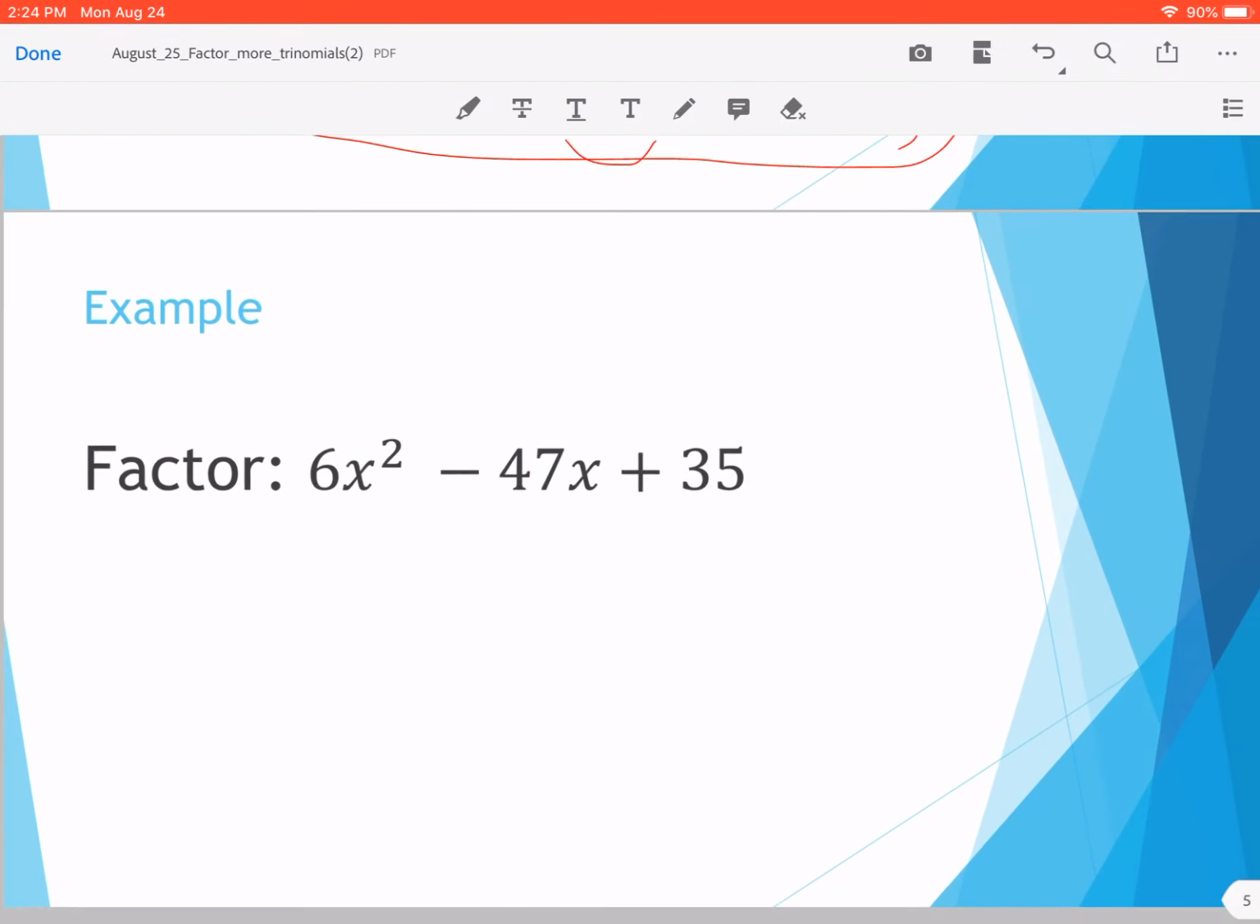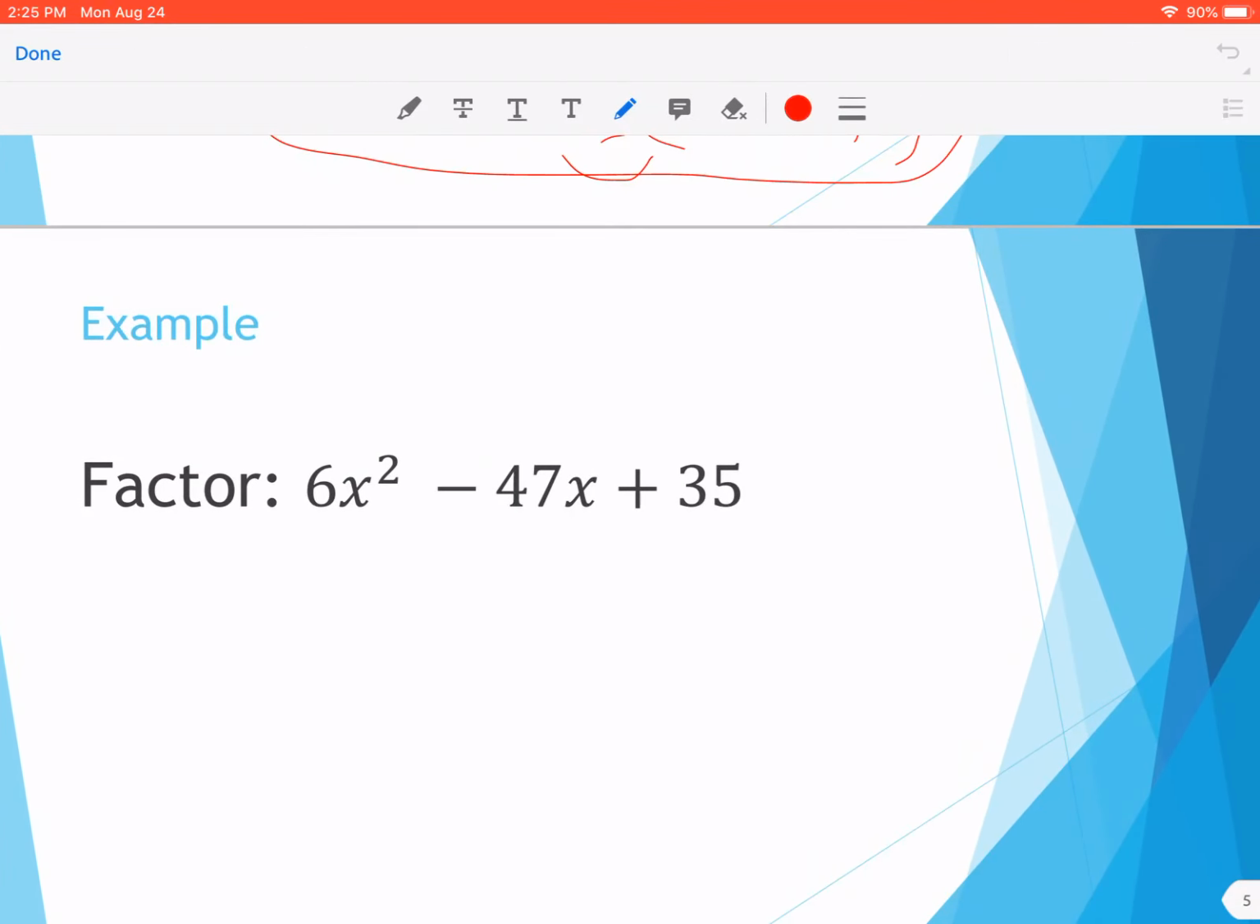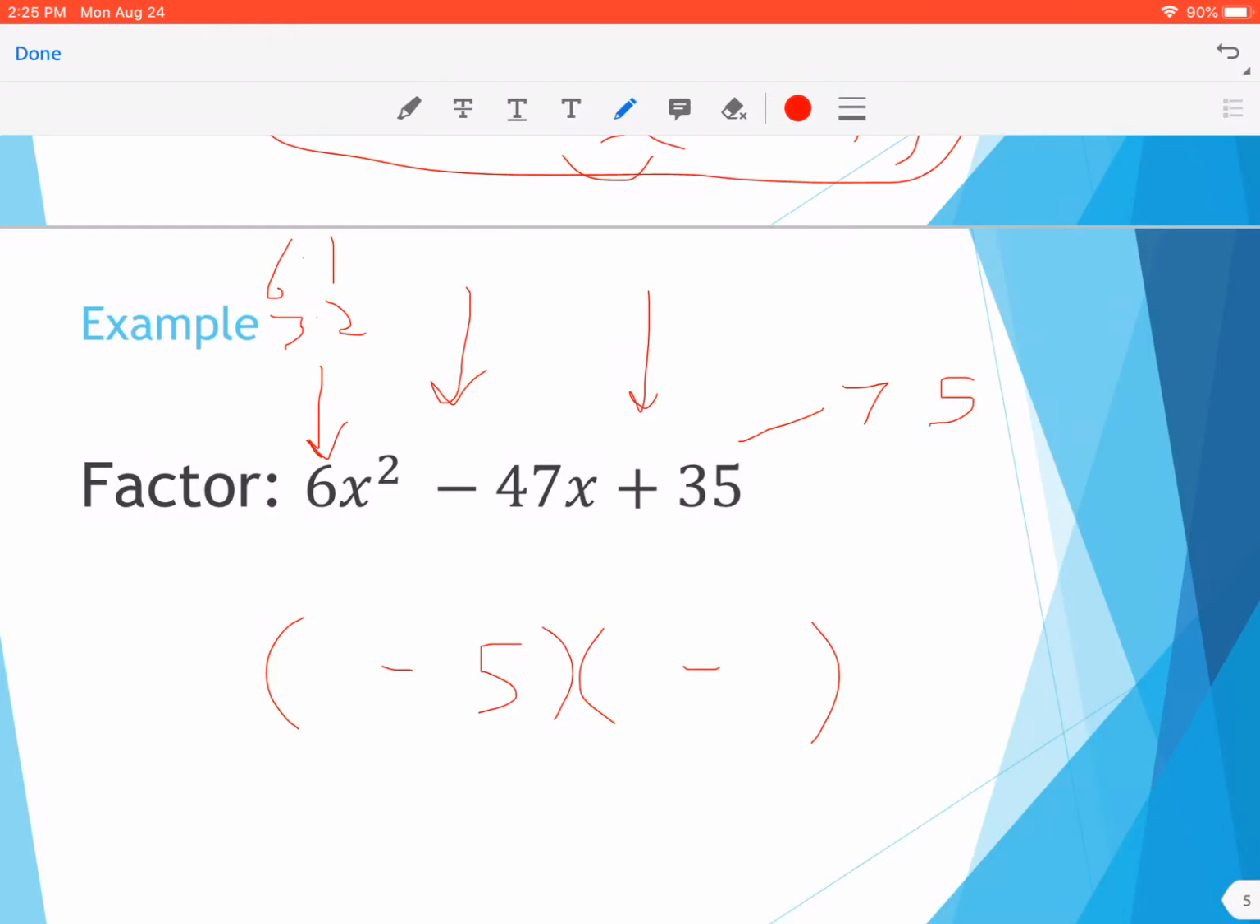All right, last one. Looks to me like we've got a 6, so we could do 6 and 1 or 3 and 2. And a 35 here. You could do 1 and 35. I don't know about all that. I would probably start and try with 7 and 5. Okay? And again, look at our rule. I see a minus and then a plus. That's automatic. Both of them are minuses. Okay. So I'm going to start with a 5 and a 7.